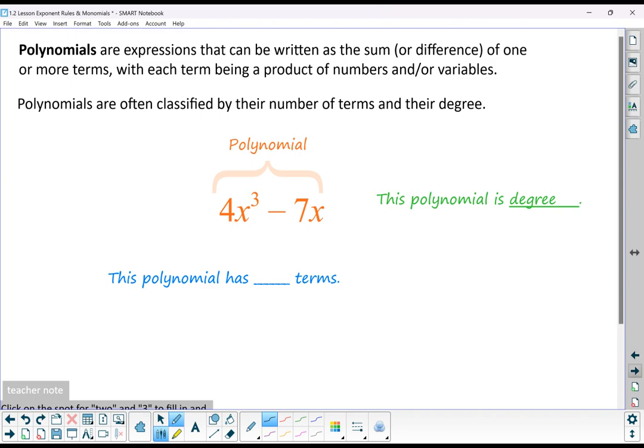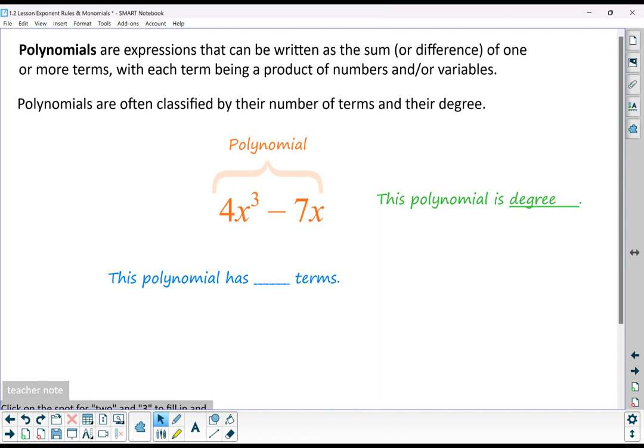Okay, so just a little definition for us. Remember last time in lesson 1, we talked about how polynomials are expressions that can be written as the sum or difference of one or more terms, with each term being the product of numbers and/or variables. So I've got this polynomial here, 4x to the third minus 7x. Polynomials are often classified by their number of terms and their degree.